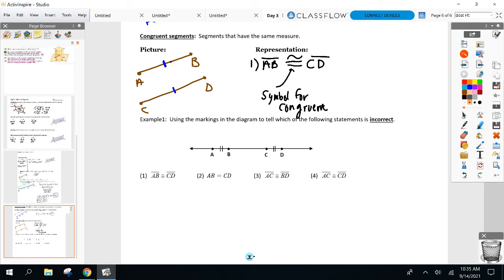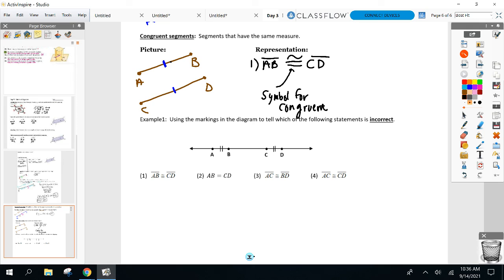All right, let's go choice by choice. Number 1, AB congruent to CD. Is that correct? Darn right, I gave you the hash marks. Now I take it off. What's number 2 say? Is AB the same length as CD? Yes? Yeah, why? Because we were told at the beginning they're congruent. That's the definition of congruent. They're the same length. So 2 is fine.